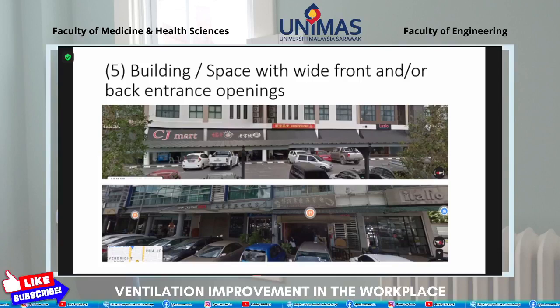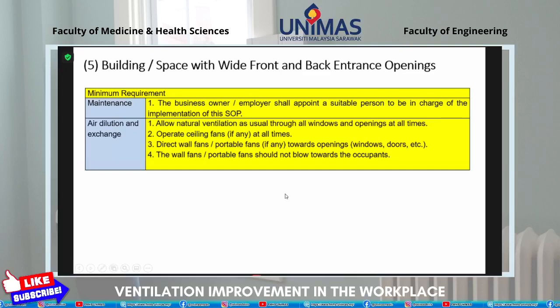Okay, so now we have the easier-to-manage space, which is a space with a wide front and back entrance opening. This one is very common for all the cafeterias in the city. Now for this, it's very easy. You allow natural ventilation as usual through all windows and openings at all times. Okay, and the ceiling fan should be operated at all times.